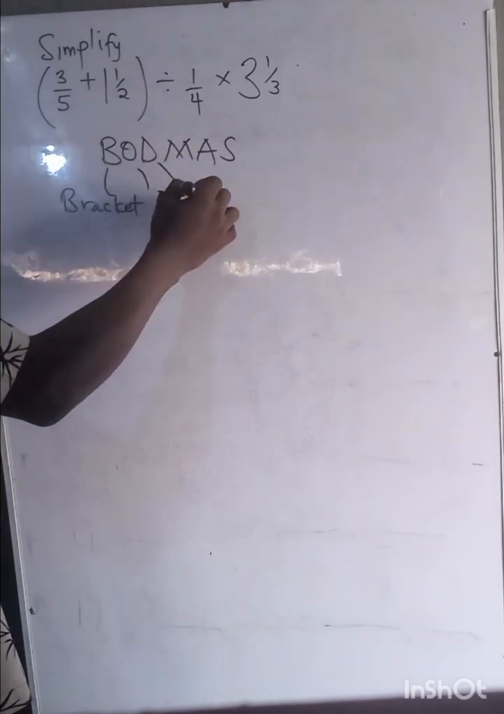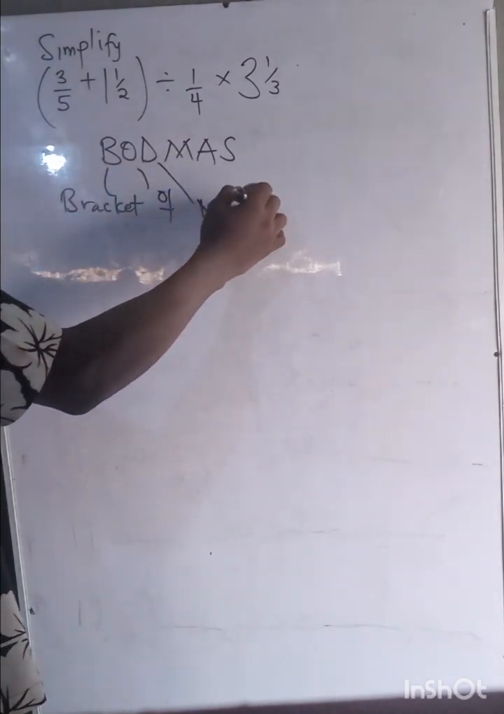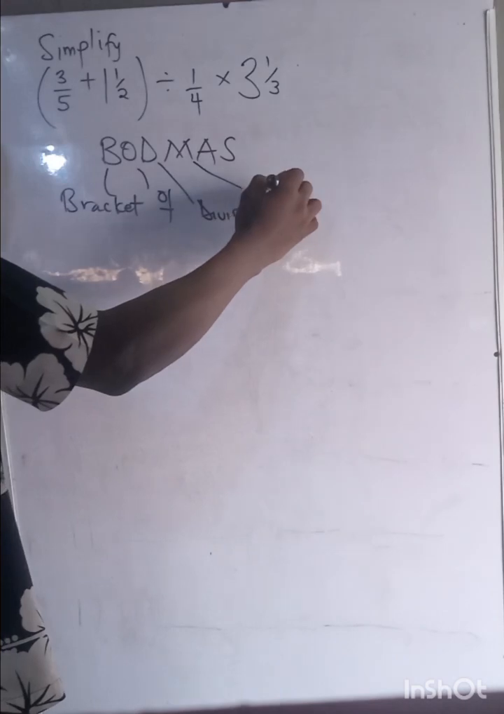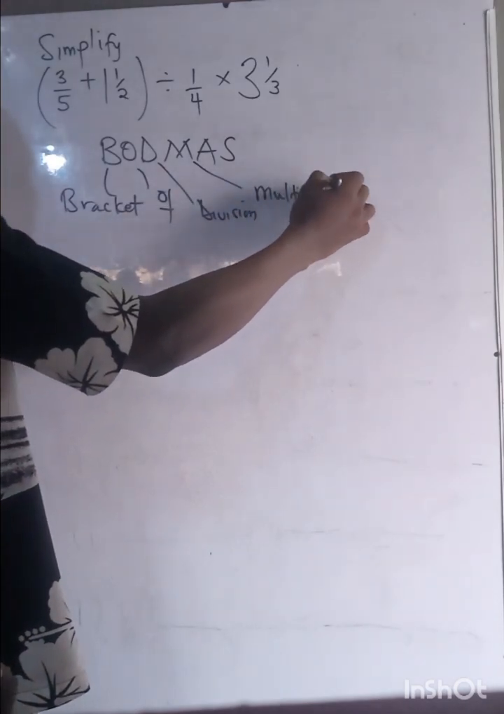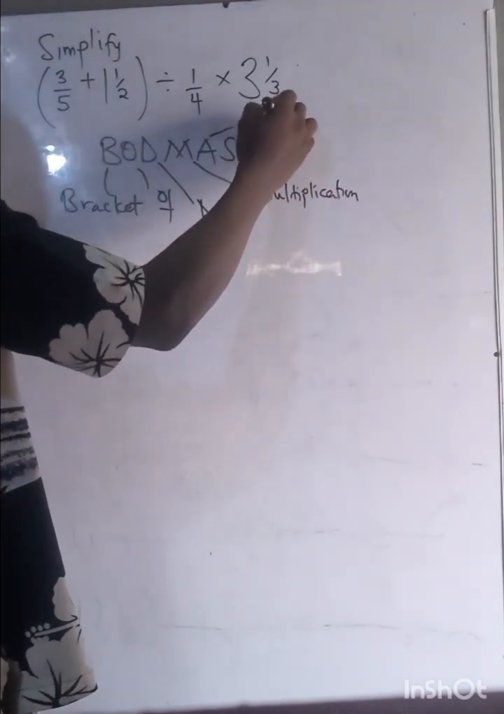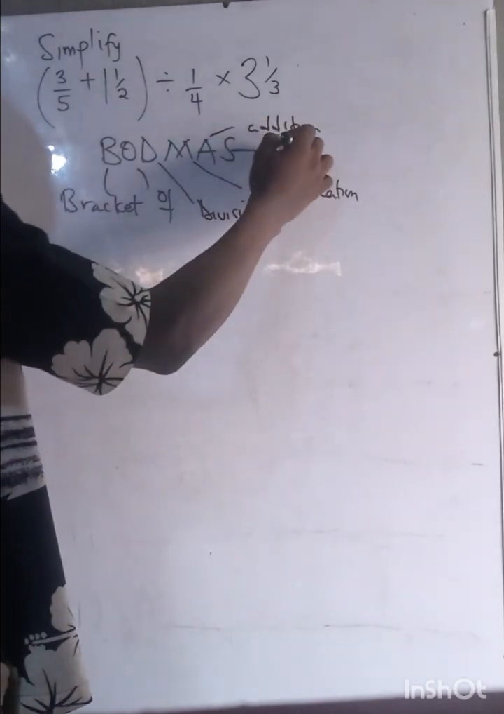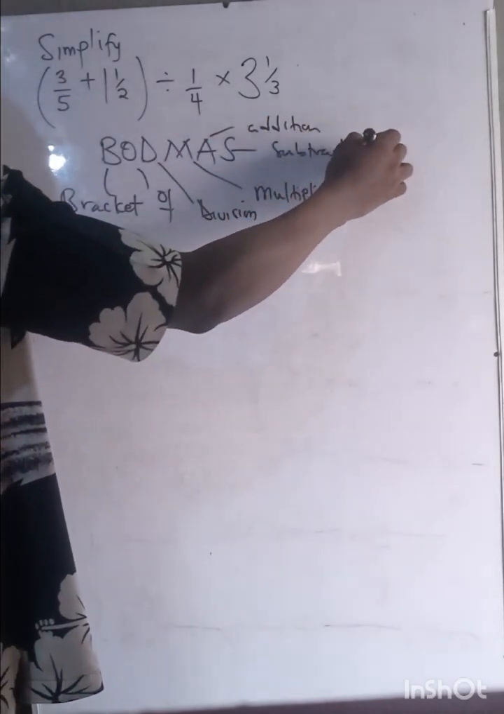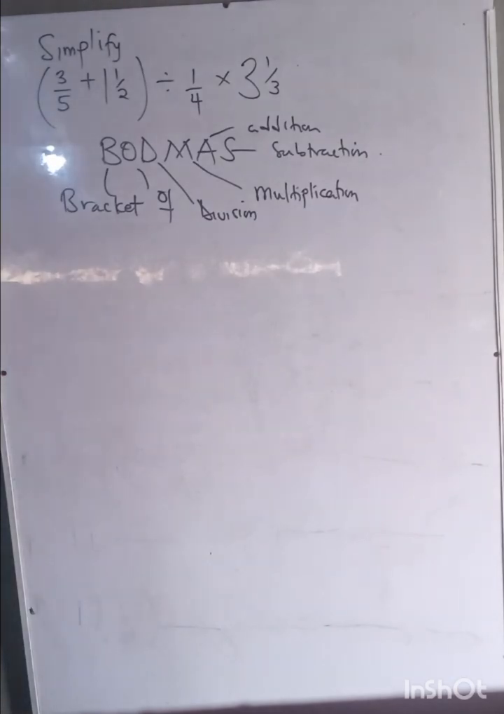BODMAS stands for bracket, of, division, multiplication, addition, and subtraction. We will follow this order to get the solution to the problem. What it means is that while solving the expression, we will deal with the term in the bracket first.